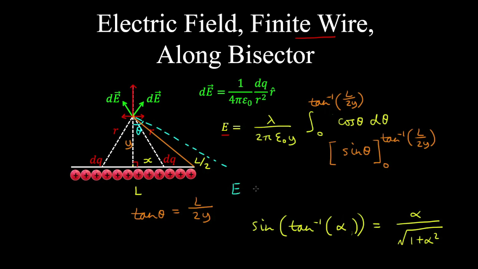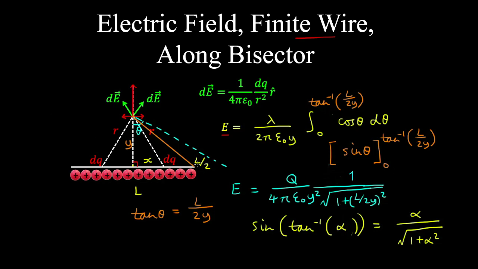So therefore the magnitude of our electric field can be written as follows. So we have alpha is L on 2y over the square root of 1 plus L on 2y squared. So we can put 2y in the denominator, which gives 4y squared. And we have the charge density by the length of the wire in the numerator, which is a net charge on that wire.